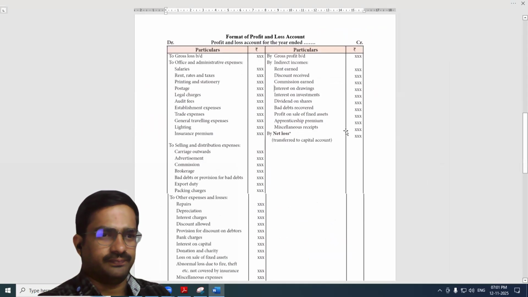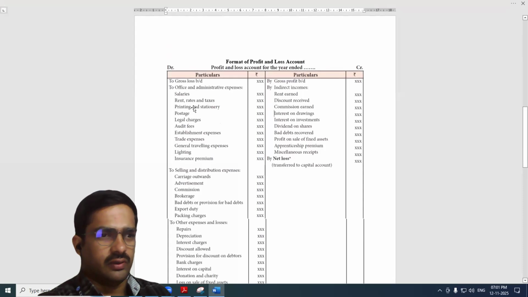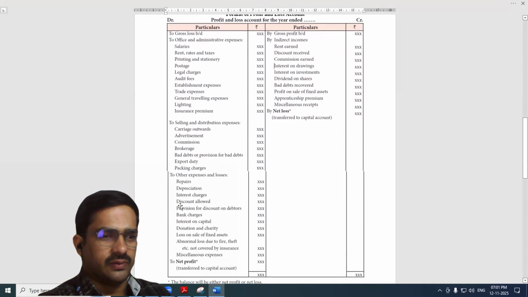Whatever the expenditure after manufacturing the product, like office and administrative expenses, selling and distribution expenses, and other expenses and losses, we are going to record it on the debit side. On the credit side, whatever the income we received, for example, discount received, commission received, interest on loans, or any income we receive, everything we are going to write in the P&L account.